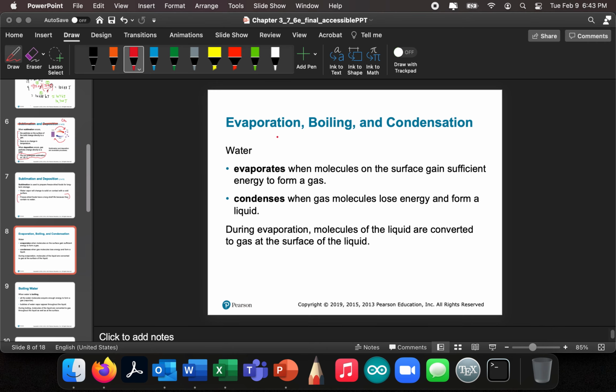All right, so a couple more different changes of state are evaporation, boiling, and condensation. I think you know what boiling is, right? Boiling is a liquid to a gas, right? This is also a liquid to a gas. Evaporation, liquid to a gas, which I've said in class. I really don't want to do much with that term, but the book uses it, so we'll include it here. And condensation is a gas to a liquid.